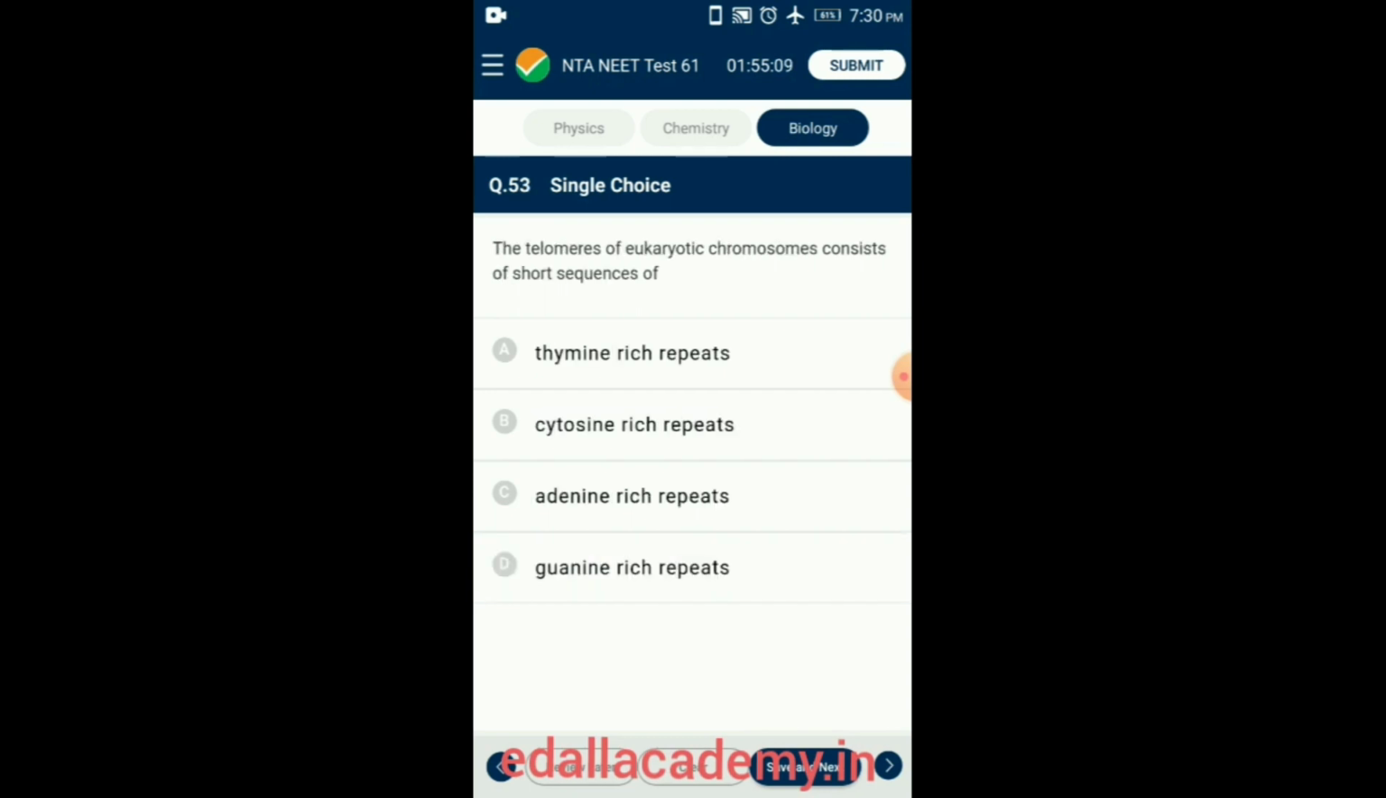Question number 53. The telomeres of eukaryotic chromosomes consist of short sequences of. Telomeres are the non-sticky terminal ends of the chromosomes. It has heterochromatin and repetitive DNA of guanine-rich repeats. So the answer for this question is option D, guanine-rich repeats.